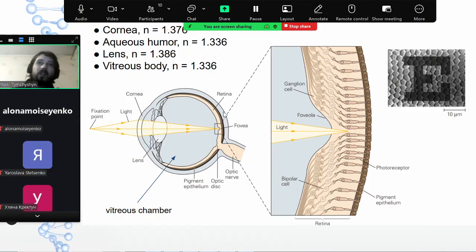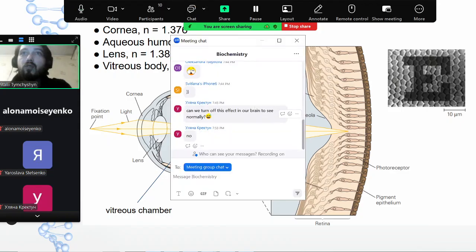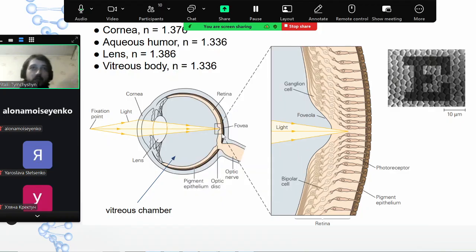But if we think about some dimmer light, is this a good spot to try to look with? How do you think? Probably not, because we have almost no rods there. Yeah, you're absolutely correct. No, that will be a bad place to focus light, because there are almost no rods, so we will not be able to detect anything.